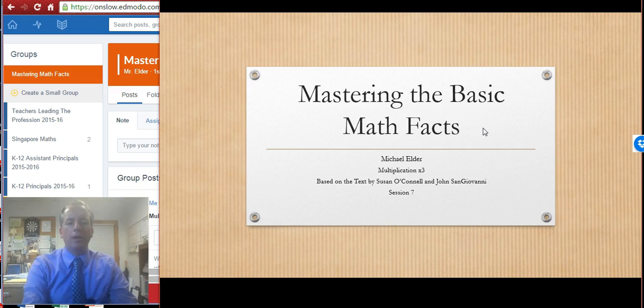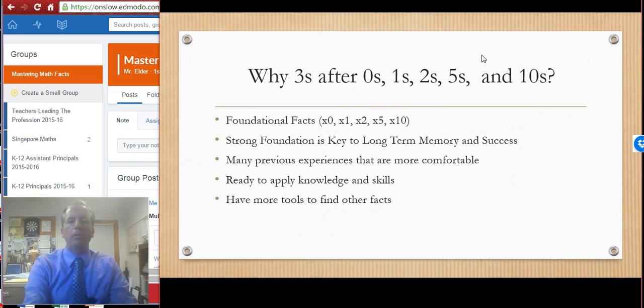As we look at our times 3 facts, we might ask the questions, as we have with all the other sessions, why the 3's after all those other facts? And we remember that our 0s, our 1s, our 2s, our 5s, and our 10s, we're treating those as our foundational facts. Those are the very facts that are going to allow our kids to have the depth of knowledge and the breadth of knowledge they need to address all these other facts. So those first 5 facts we consider our foundations, and now we'll build on those.